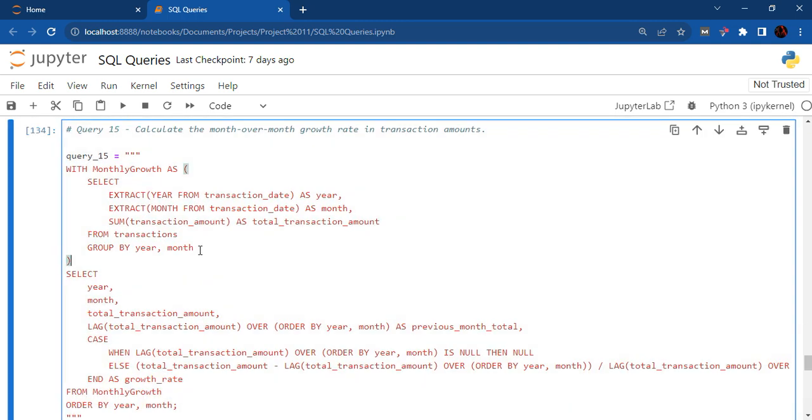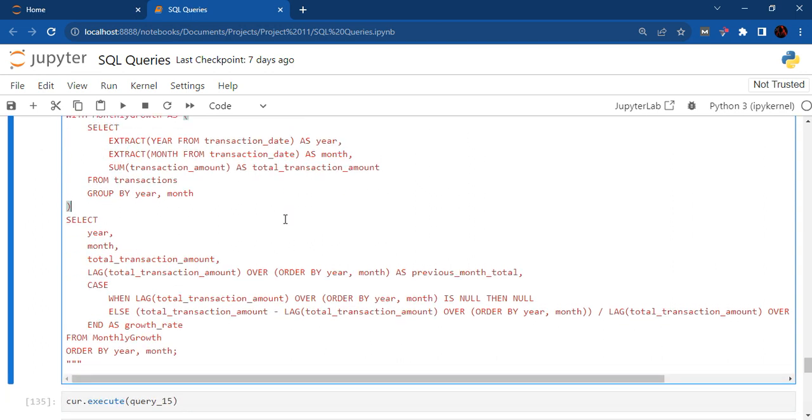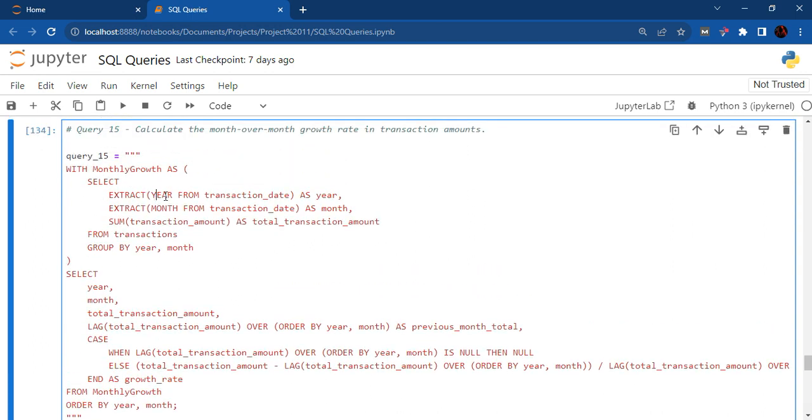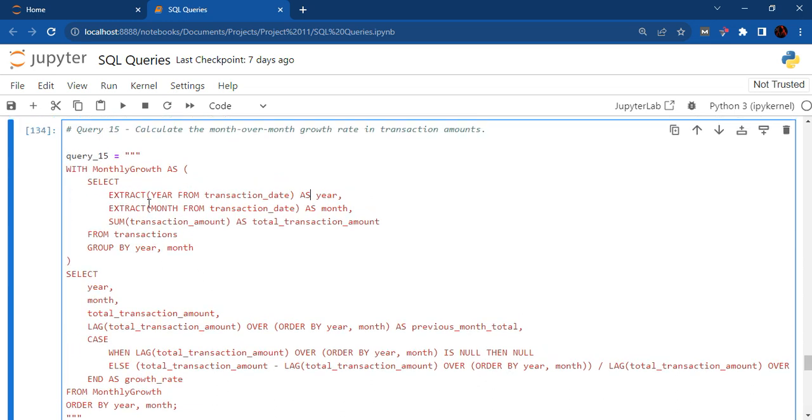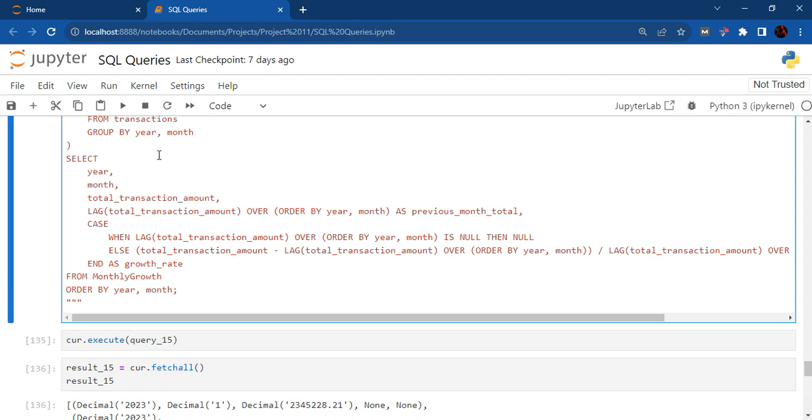So now I have to calculate the last one, which is query 15. We'll have to calculate the month-over-month growth rate in transaction amount. We have to now do it in the main table. We have to select the year, because we'll be needing it, from transaction date as year. Then also extract the month from transaction date as month. Then the total transaction amount again from our transaction dates. Then we have to group by the year and the month.